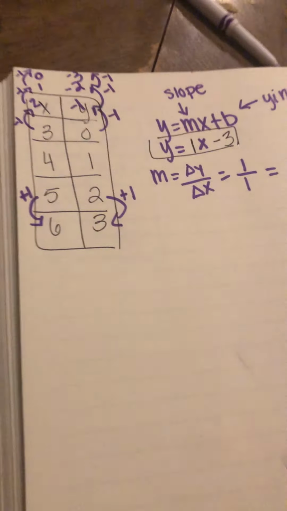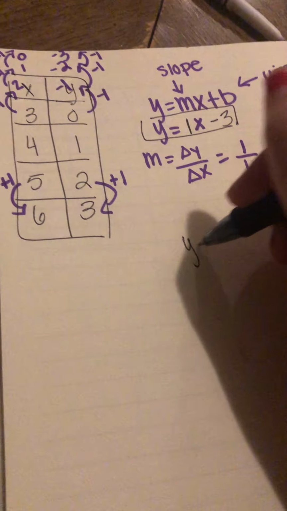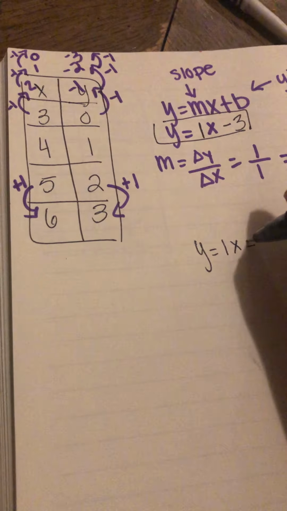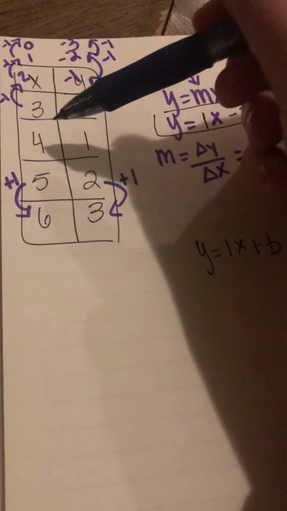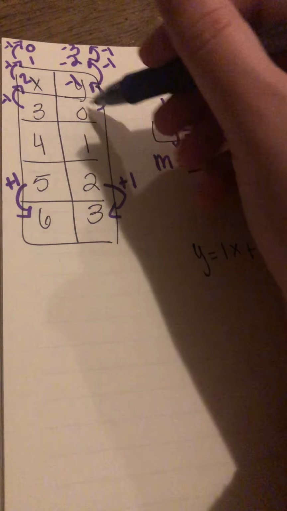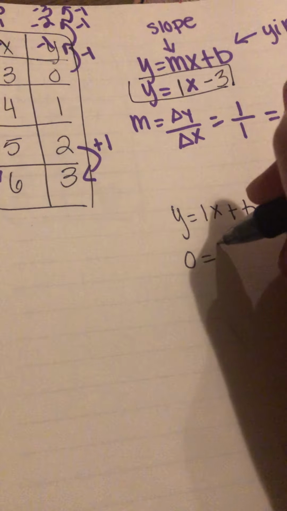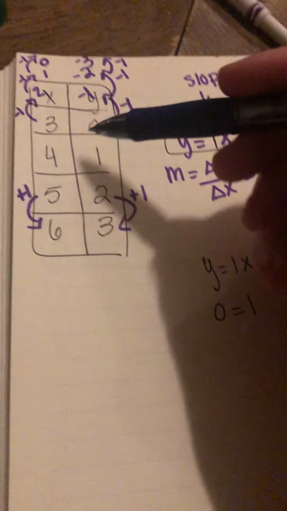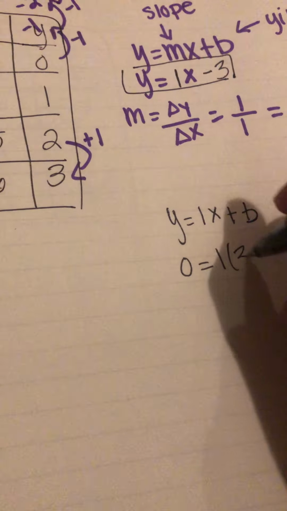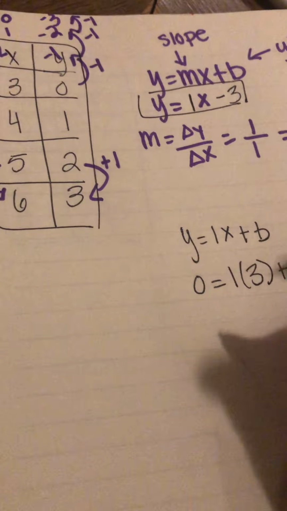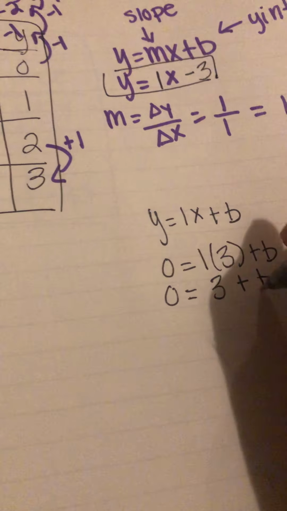The other way you can do this is a different way. If you don't like the way we did this, you could take y equals 1x plus b. And you have a bunch of options for y. Let's use this one right here. Let's use 0, actually. I'm going to take that y, which is 0, and plug it in. And then 1 times my x. If I choose that as my y, I have to use the one that's right beside that, which is a 3. So that's 1 times 3 plus b. So 0 equals, well, 1 times 3 is 3 plus b.